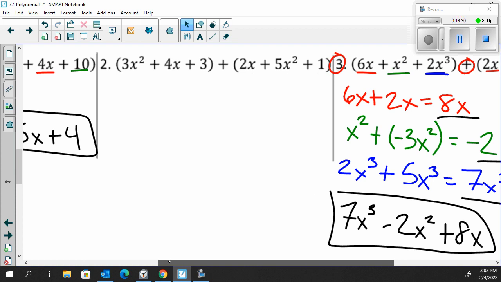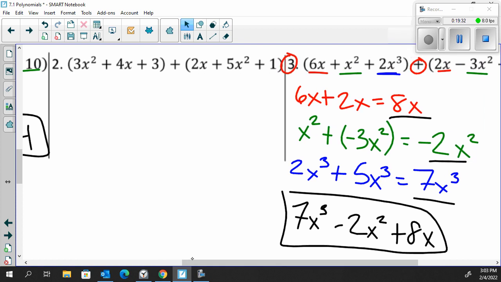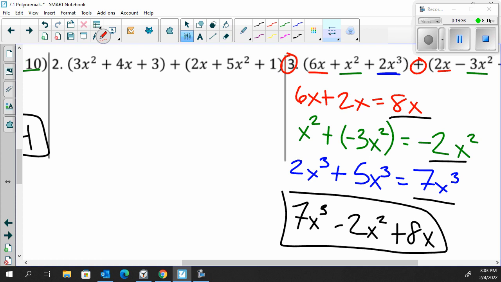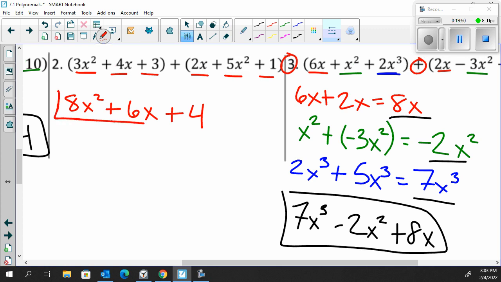You might get to the point where you can do this in your head. So if you tried to do this one in your head, I got 30 seconds. 3x squared plus 5x squared, that's 8x squared. 4x plus 2x is plus 6x, and 3 plus 1 is plus 4. Is this in standard form? Oh my gosh. Unbelievable. Okay.